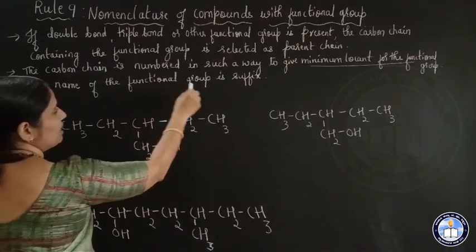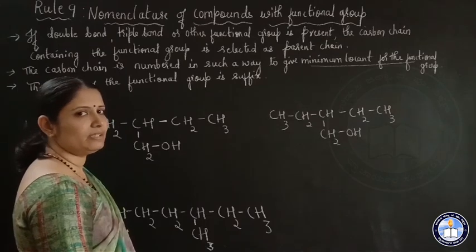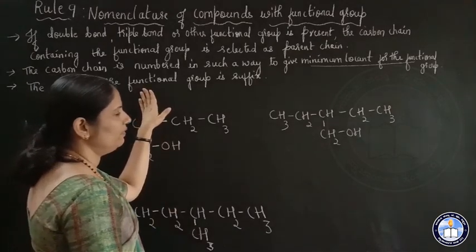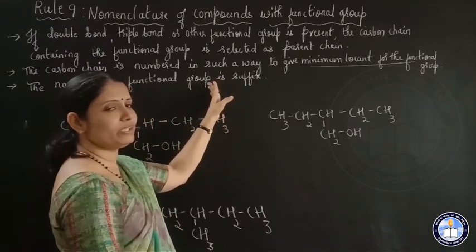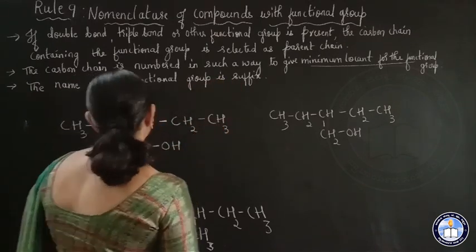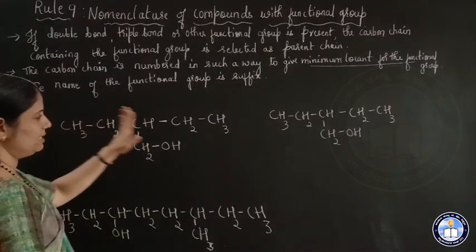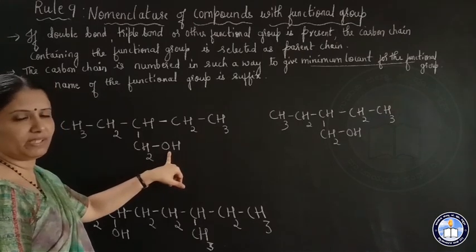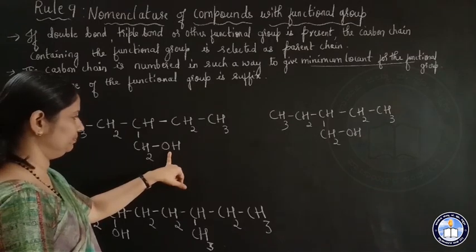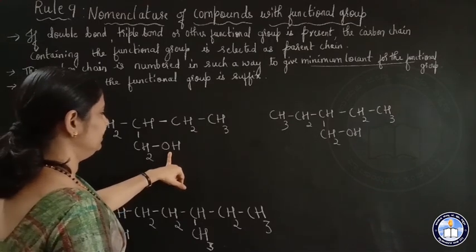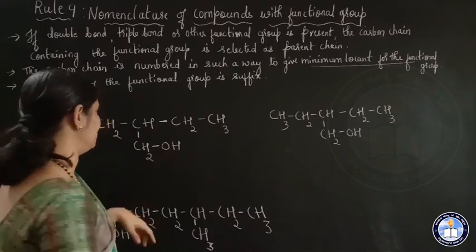The name of the functional group is the suffix. So the suffix is nothing but the name of the functional group. And before the suffix you have to write the locant. See here. Now you can see in this organic compound an OH group is present. So the name of this OH group is hydroxyl group. Right? So an OH group is present. What is the suffix? OL is the suffix.